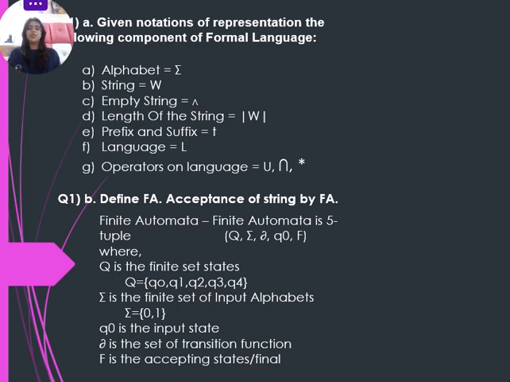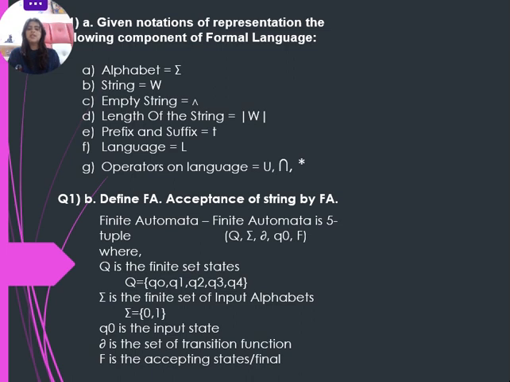So the second part of the first question is: define FA and acceptance of string by FA. So the solution of this question is finite automata. Finite automata is a five tuple, that is, round braces Q, sigma, this symbol, Q0 and F, where Q is the finite set of states. Q equals curly braces Q0, Q1, Q2, Q3, Q4. Sigma is the finite set of input alphabets. So sigma equals curly braces 0, 1.